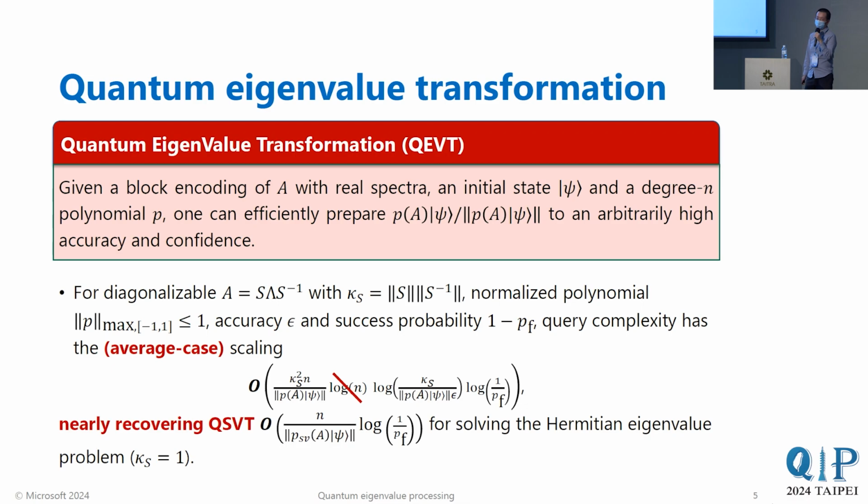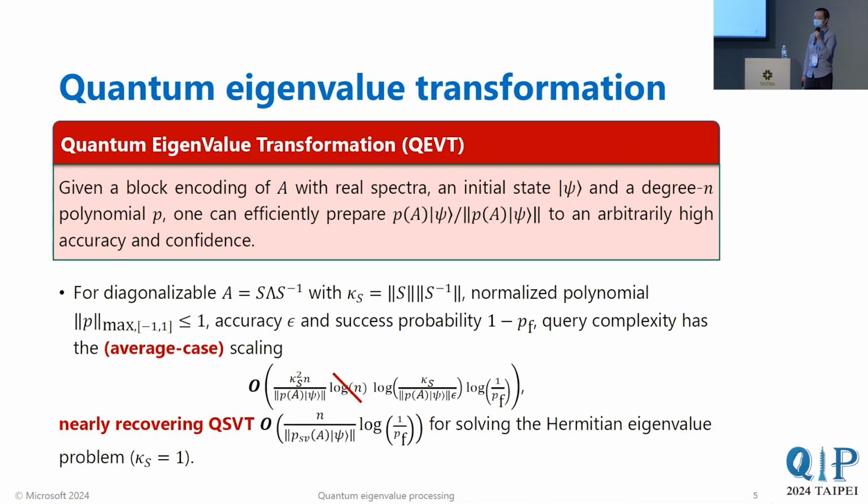Again, this algorithm can work for more general input matrices, but I won't have time to go into that general case. But for the simplified case where the matrix is diagonalizable, so we do have an eigenvalue decomposition, the complexity of the algorithm is given by that expression there. We have a dependence on the condition number of the basis transformation. That condition number will disappear if you have a Hermitian input. And then we also have a logarithmic dependence on the degree of the polynomial.